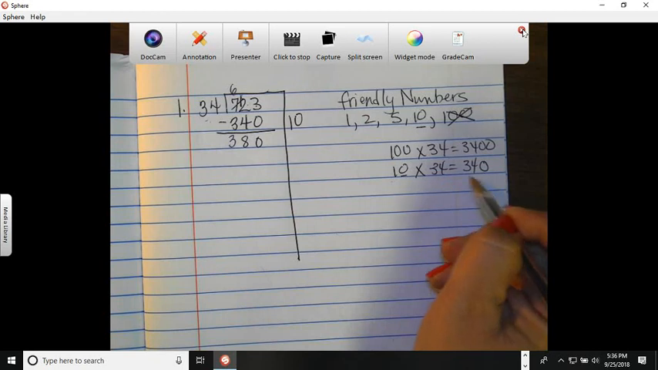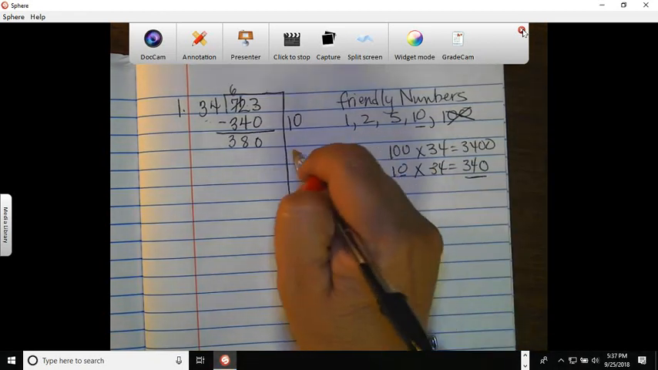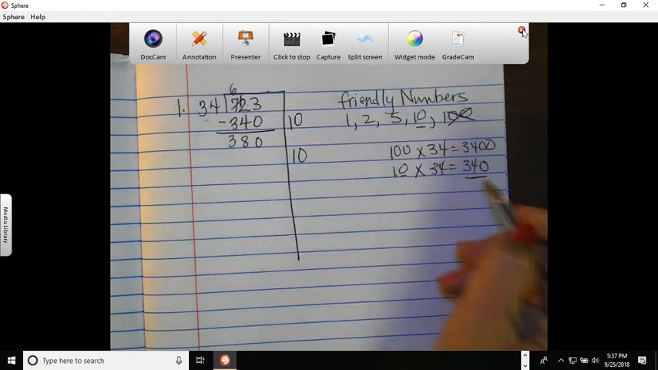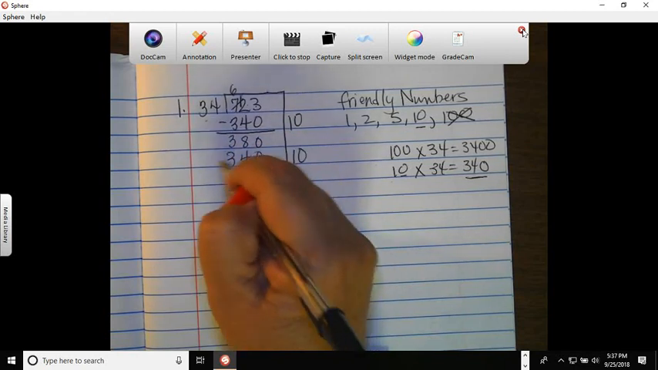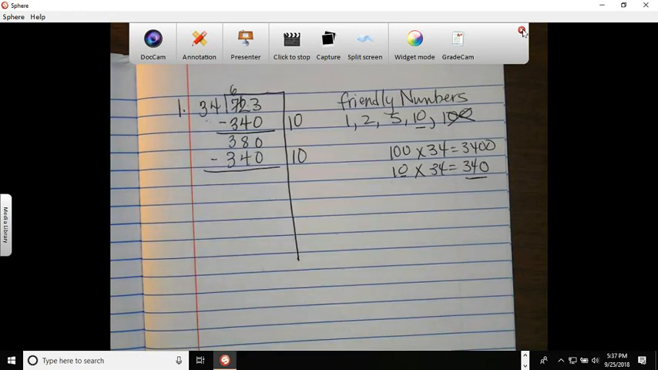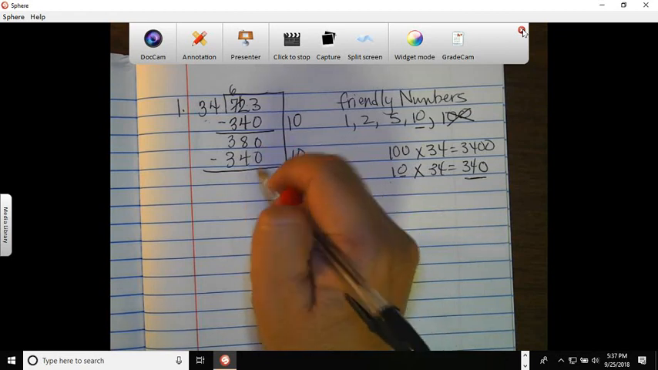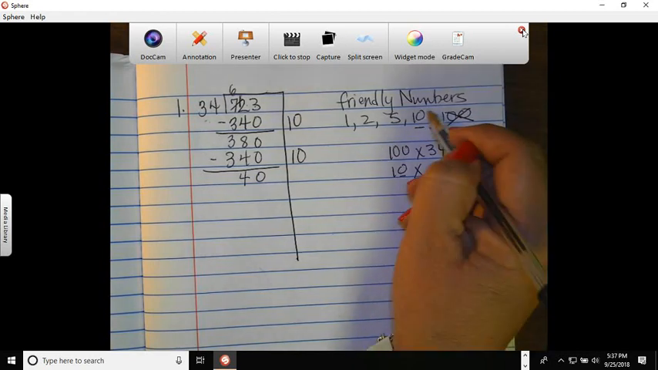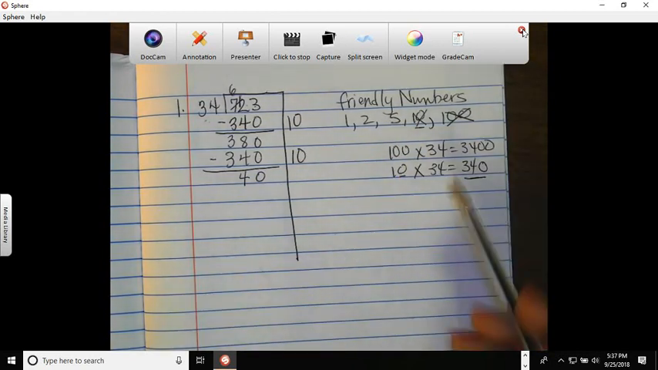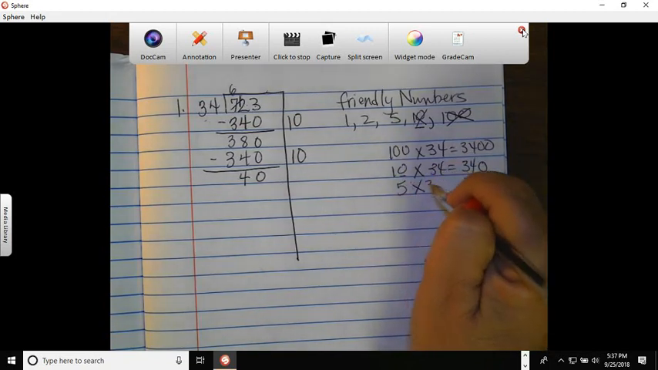I can still subtract. So it'll be 10 groups of 34. I can take 10 more groups out of it. So this is 340, and I can still subtract. You see the pattern that you're doing. Now I'm multiplying, subtracting. 0 minus 0 is 0. 8 minus 4 is 4. And I'm done here.